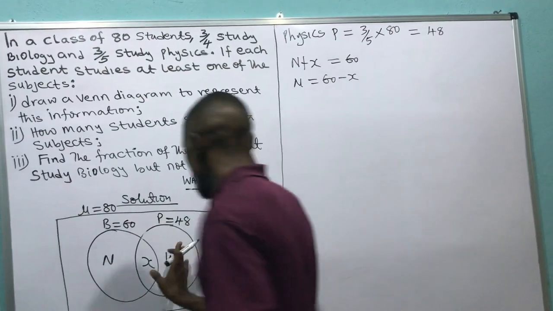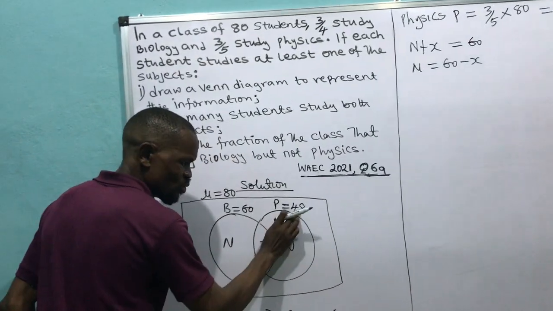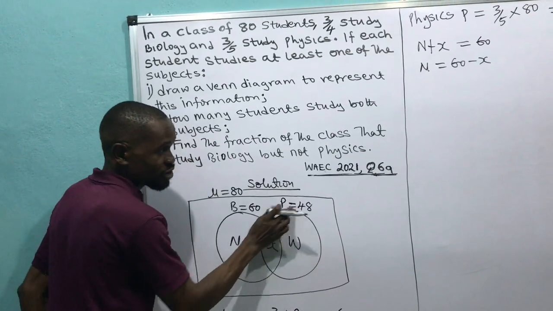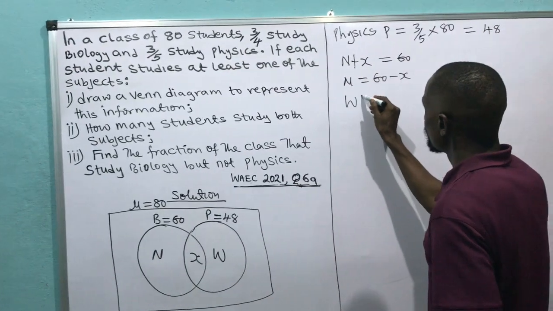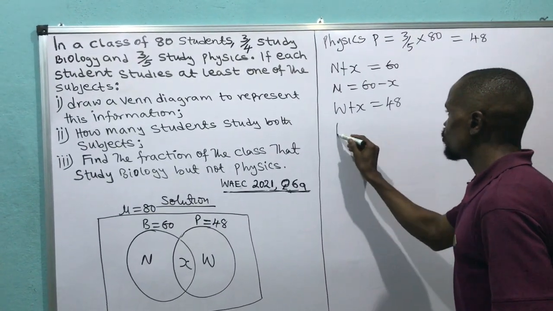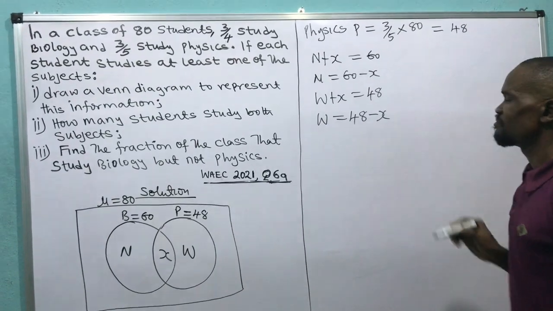Again, I come back here. Look at this circle. Are you getting what I'm saying? All in this circle is equal to 48. I can now say that W plus X is equal to 48. Therefore, W is equal to 48 minus X.